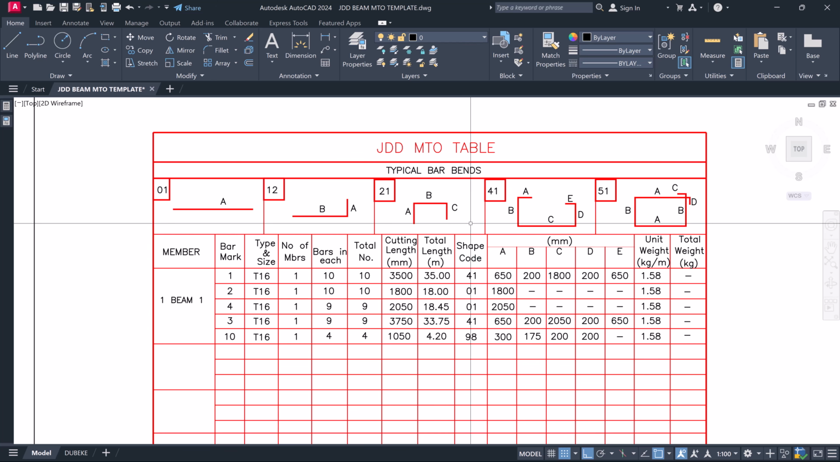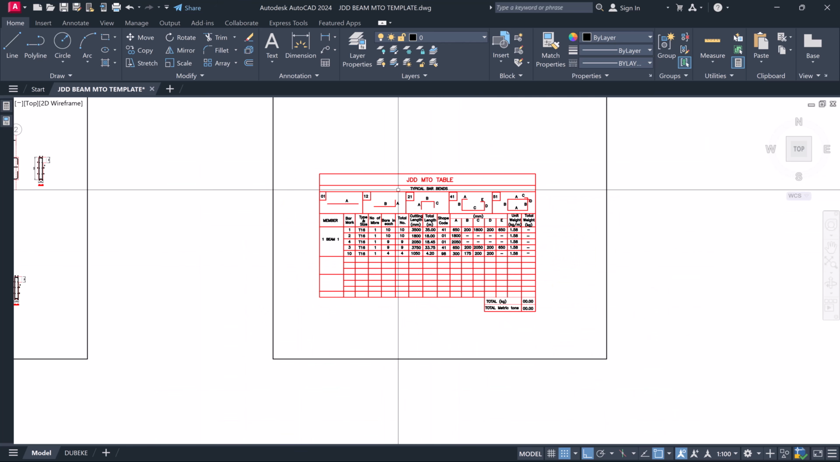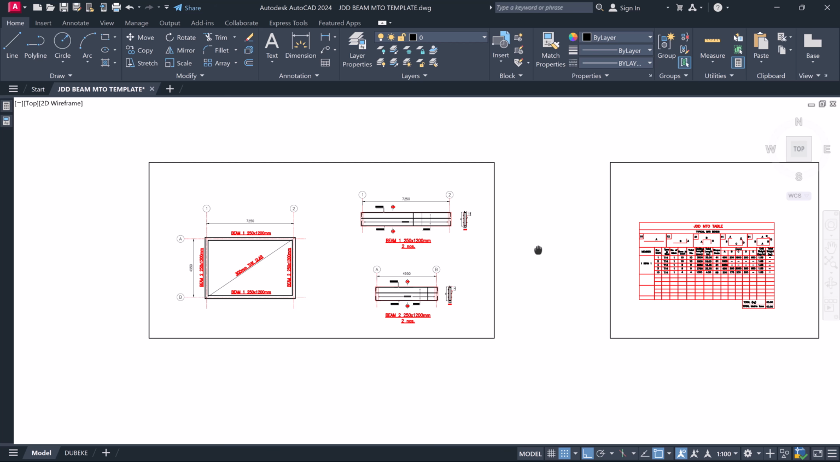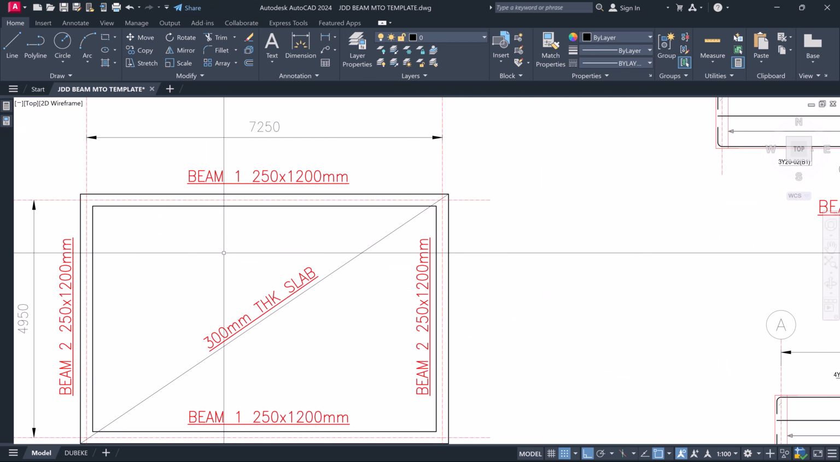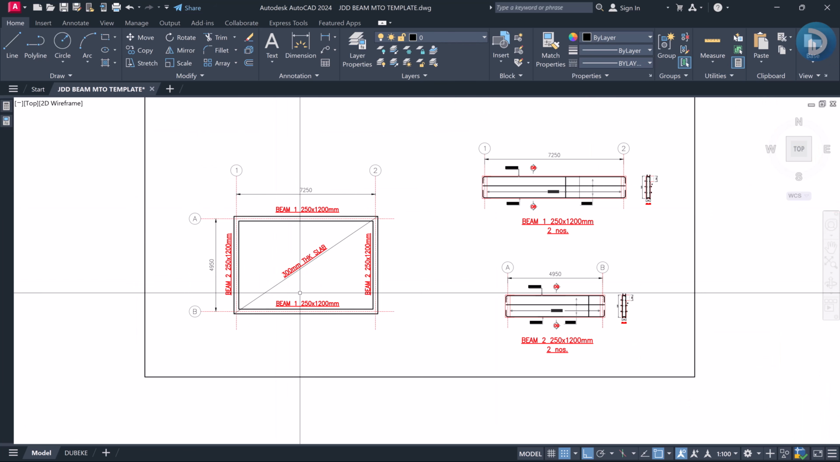In the course of this lecture, you also get to understand the basics of your bar bending schedule, because that is what will enable you to have a proper material takeoff. And as earlier said, we shall be making use of this equipment foundation, which we have over here, comprising of a beam and a slab, right?